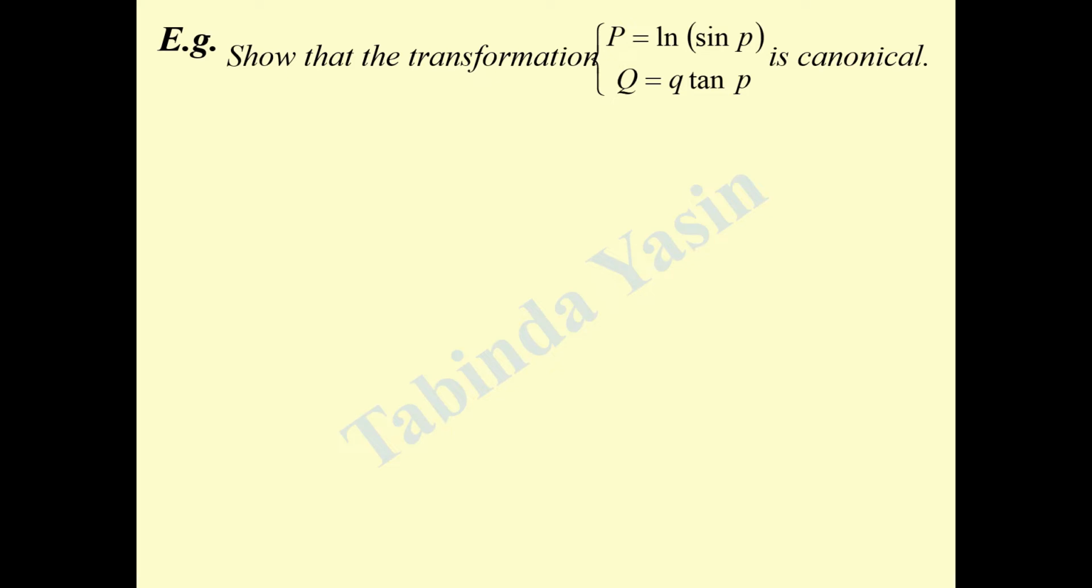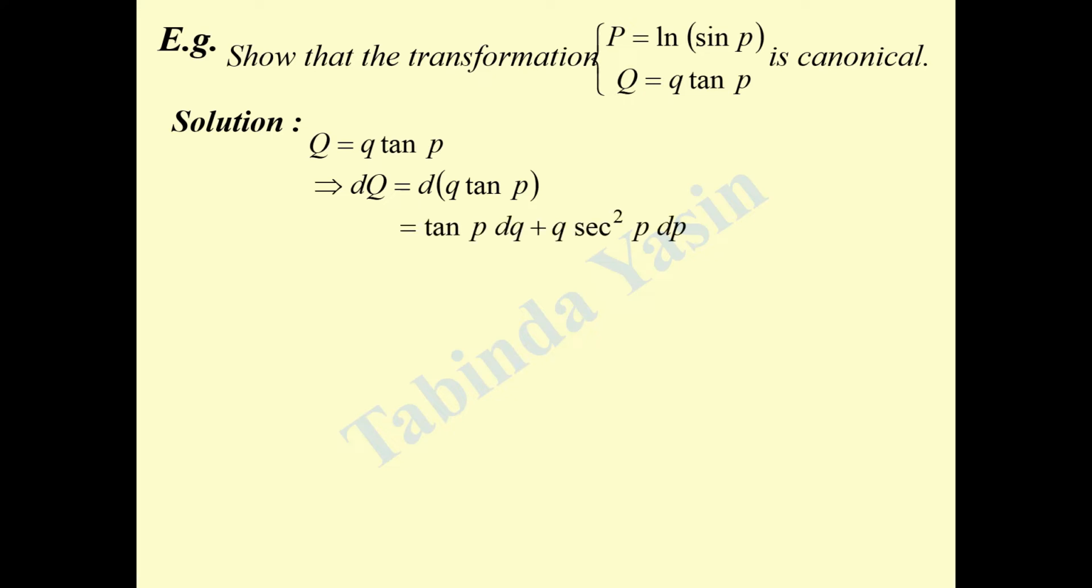Now here is an example: show that the transformation capital P = log of sin p and capital Q = q tan p is canonical. Now let us start the solution. We have capital Q equal to small q tan small p. Differentiating that equation, we get dQ equal to tan p dq plus q times the differential of tan p, which is secant square p dp.